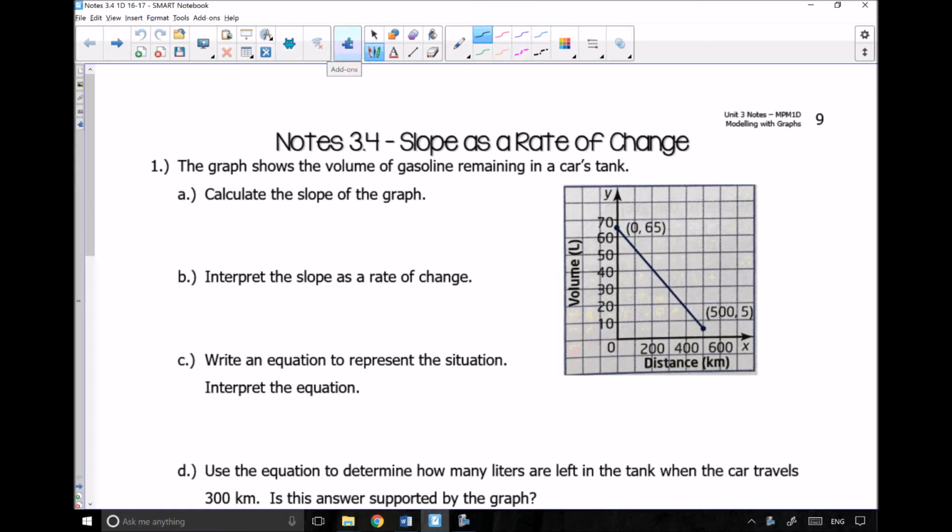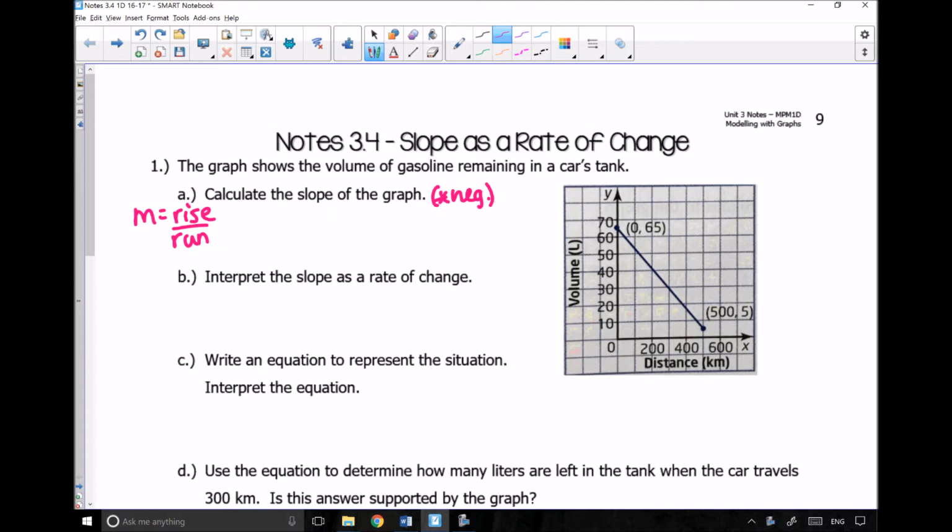We're going to actually do this two different ways. So the first way I'm going to do it is by doing rise over run. But by looking at my graph, I see that my line is going down. Since my line is going down, I've got to make sure that I know that my answer is going to be a negative answer. That's really important that you remember that.